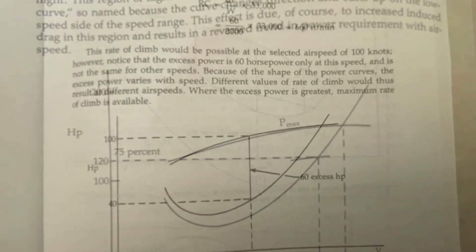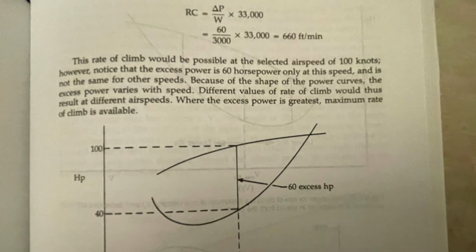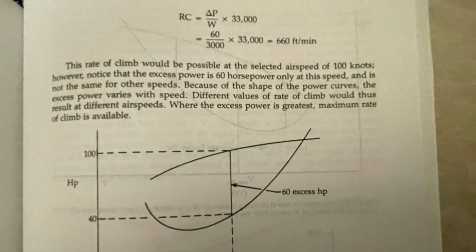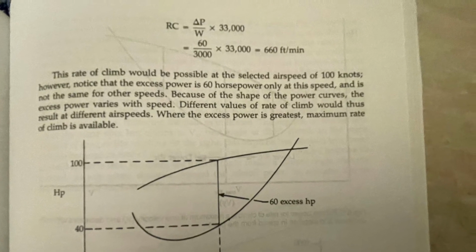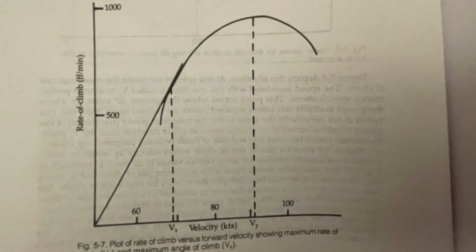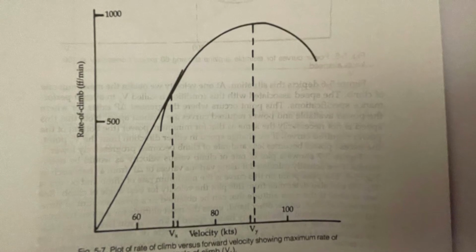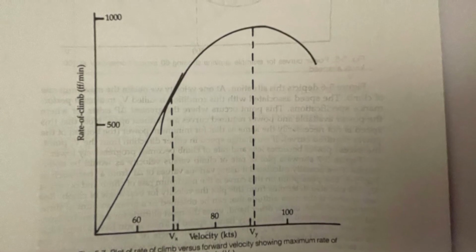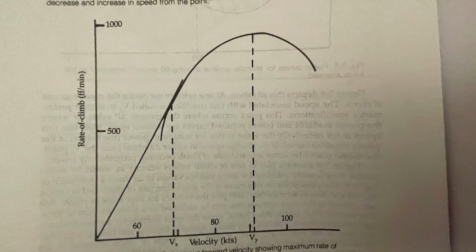Alright, so the next picture you see is the VY speed. At VY, the excess horsepower, change of P, is the greatest, resulting in the maximum rate of climb. And then the next picture that you'll see is VX. That's the point at which the RC line touches the curve and results in the best climb over a given distance.